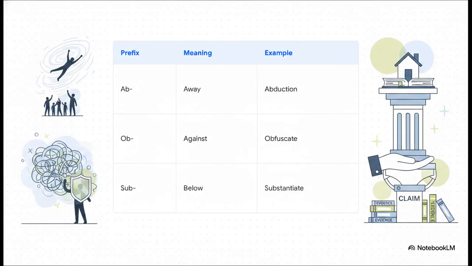And honestly, recognizing a quick cheat sheet of prefixes like this can instantly level up your reading comprehension. For instance, if you see ab, you know the word has something to do with being taken away, like abduct. If you see ob, it means against, which gives us words like obfuscate, deliberately making something difficult to understand, or working against clarity. And as we just saw, sub means below. That gives us words like substantiate, which means to provide evidence to support a claim, or literally to stand below it to hold it up.